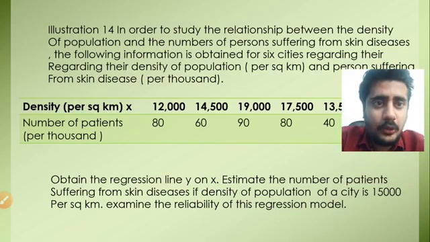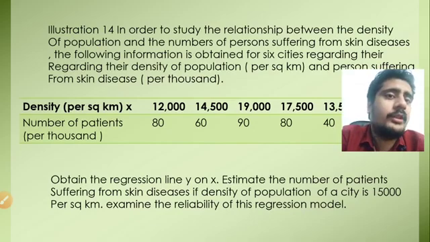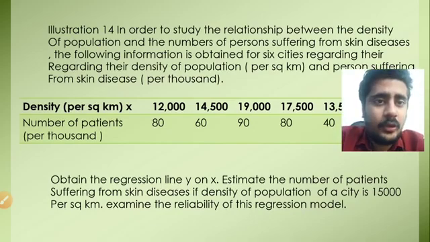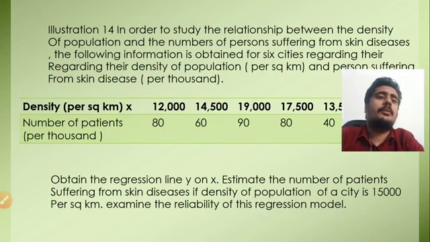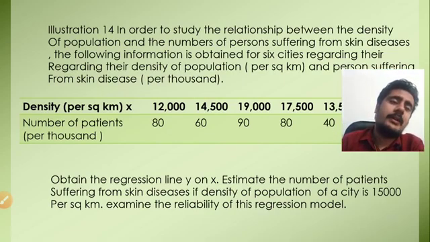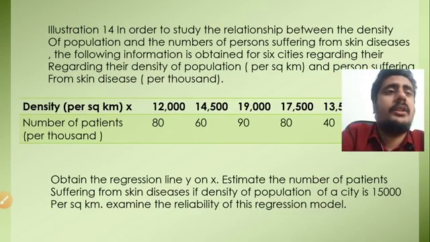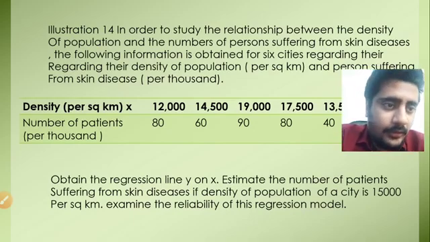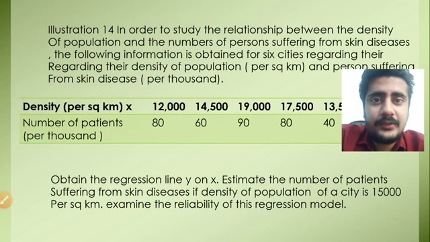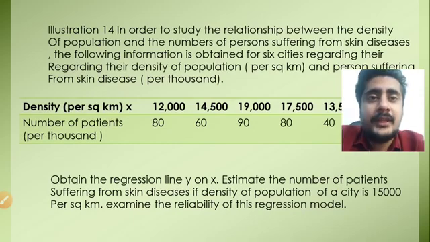Number 1, obtain the regression line y on x. This is the first question. Second, estimate the number of patients suffering from skin disease if density of population is 15,000 per square kilometer. So you have to estimate y when x is 15,000. This is the second question. First question was to find line y on x, second question is to find y when x is 15,000. Two questions. Third question, examine the reliability of regression model.